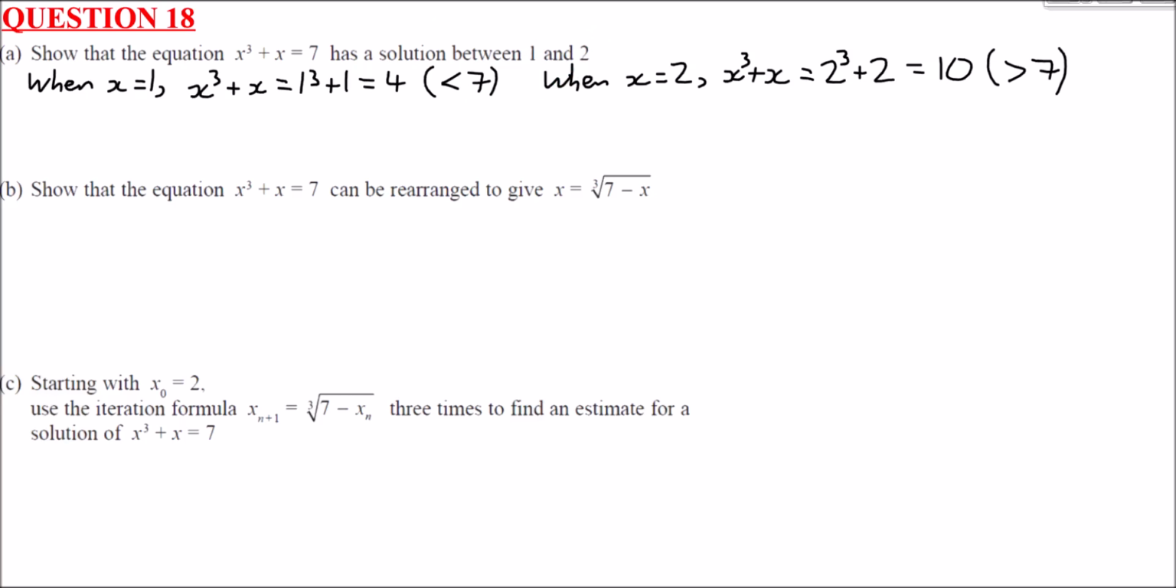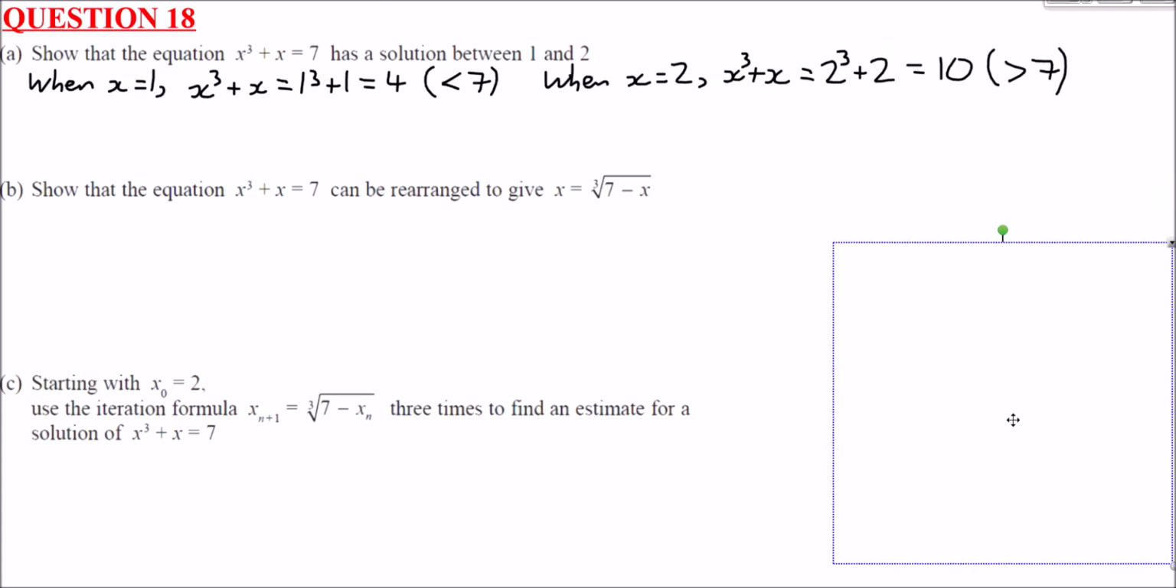So imagine this as a graph, if you like. Now, this graph I'm going to show you is just for understanding. You don't need to do it for the examiner's sake. I just want to try and show you why this is the case, what's going on. So I want you to imagine the curve of y equals x cubed plus x, like so.